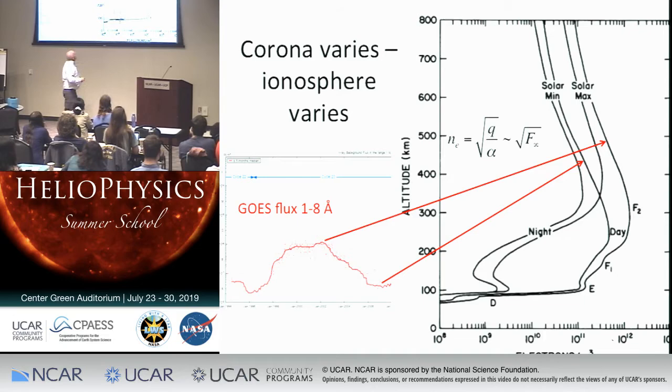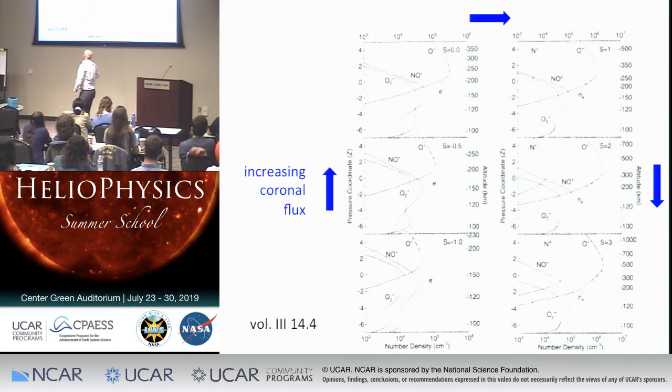Okay, and there are other processes at work. So this is a very simplified picture. That's why the real plots look a little more complicated than that. Also, this shows a typical variation, but you could imagine that during a solar flare, you're going to get even higher fluxes of X-rays, and the ionosphere is going to change accordingly.